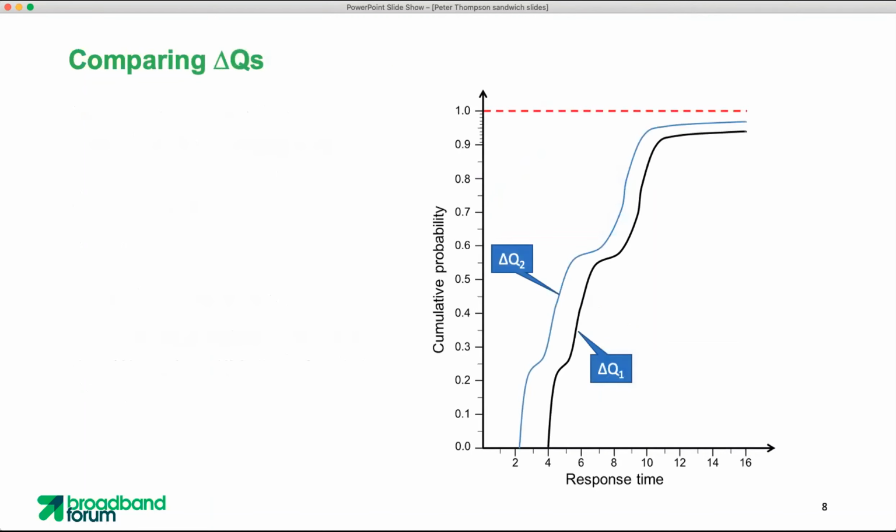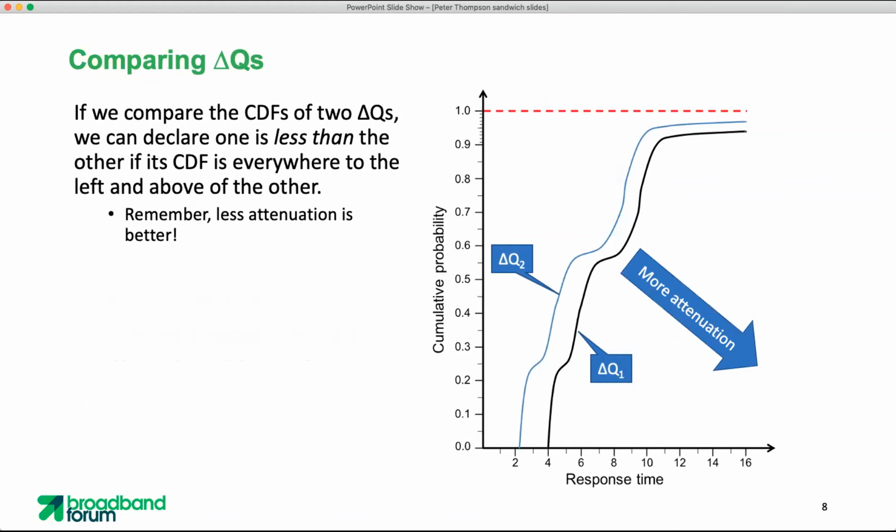And we can compare these things. So here's an example of two different curves. And in this picture, of course, if we go down and to the right, we get more attenuation. Right? Things are then going to be taking longer, and there's more chance that they don't succeed at all. Remember, less attenuation is better. So because the blue curve is to the left and above of the black curve all the time, it has a lower quality attenuation.